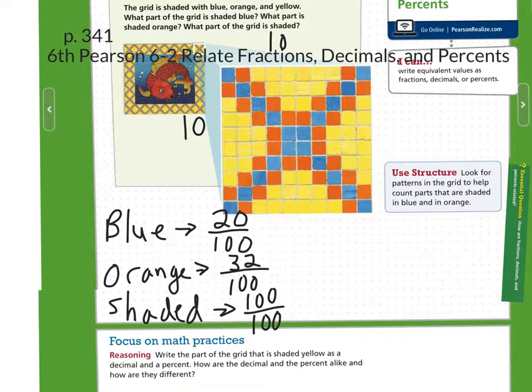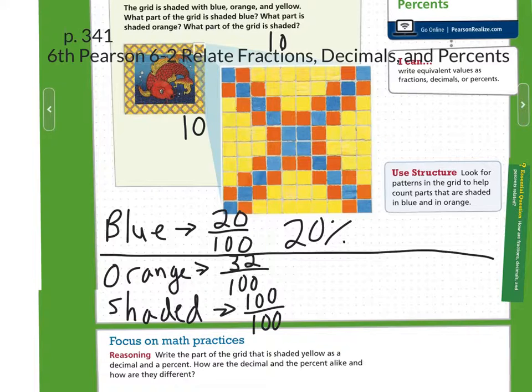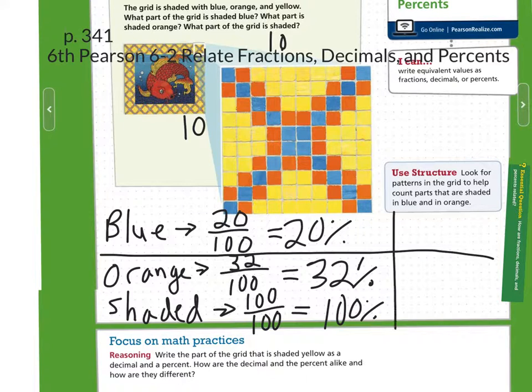Okay. So we talked about in the last lesson what percents are. Percents are numbers out of 100. So for the blue, that's 20 out of 100, which means 20%. The orange is 32 out of 100, which means 32%. And the shaded part is 100 out of 100, which means 100%. Okay? Now, we can also look at these in terms of decimals.